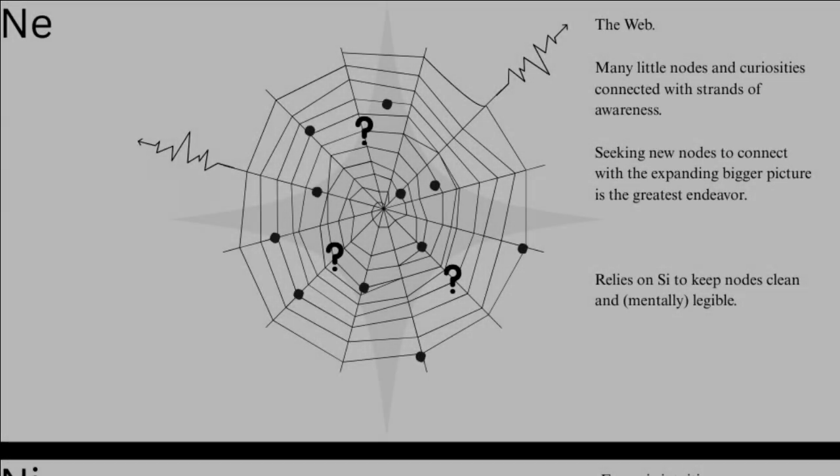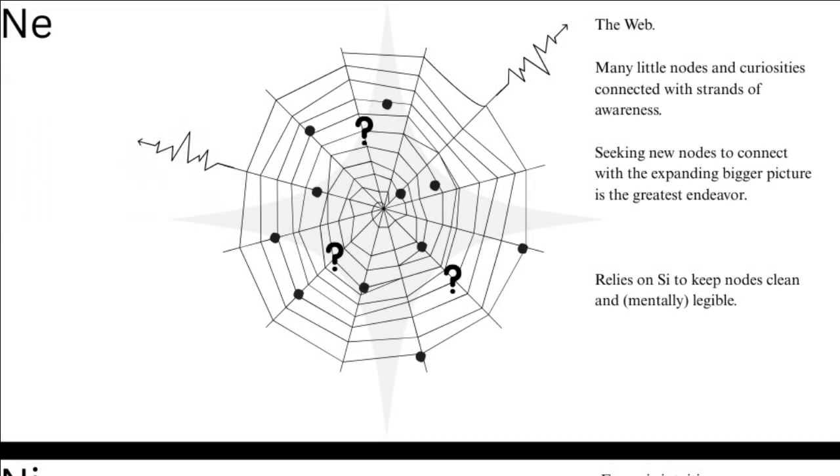Extroverted intuition I like to imagine as a web, because it's building an ever-expanding web of information. And to note here with Ne, compared to all other functions, is the associations are often more important than the nodes of information themselves. Ne is taking all of these little things and putting them together to try to create one larger picture. The larger picture is the goal, and the nodes are the means.